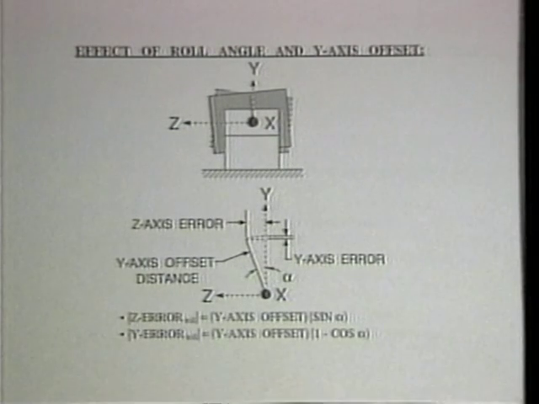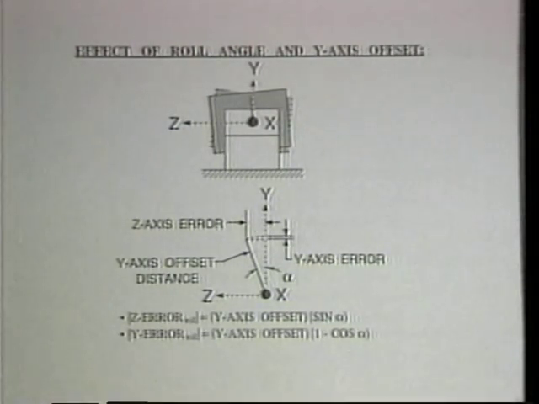Similarly, the roll positioning error has a z-axis component of magnitude equal to the product of the offset distance times the sine of the roll angle, and a y-axis component with a magnitude equal to the offset distance times the quantity 1 minus the cosine of the roll angle, again, which is often ignored. If a z-axis offset exists, yaw and roll positioning errors occur for that x-axis carriage.